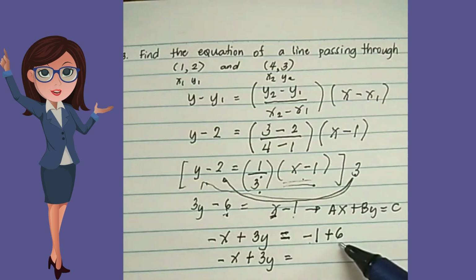So in case of this one, we have here negative x plus 3y is equal to isang negative, isang positive ang ating addends. So you have to perform subtraction. 6 minus 1, that will give us 5. Then, mapapansin nyo, x here is negative pa.